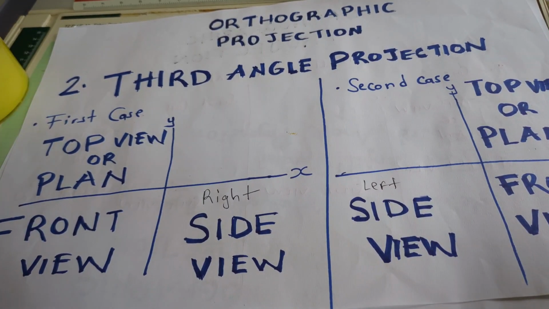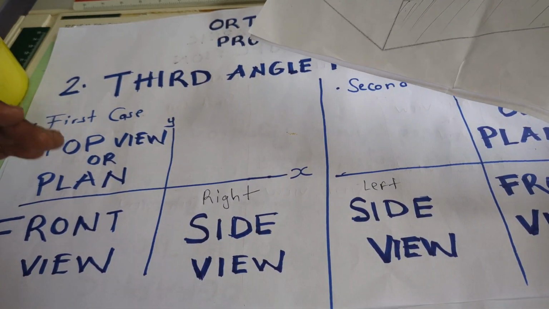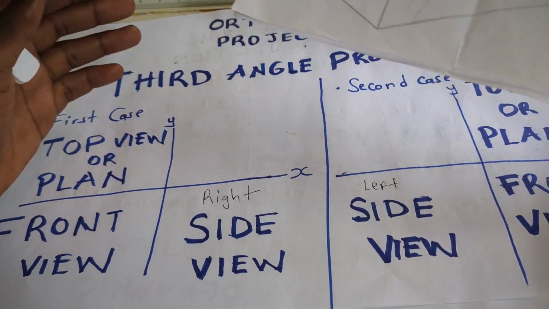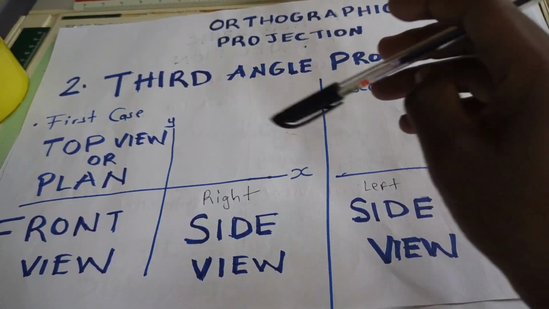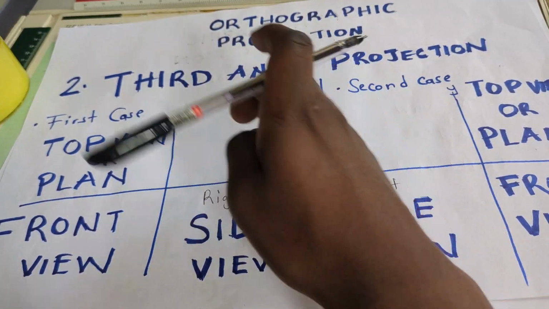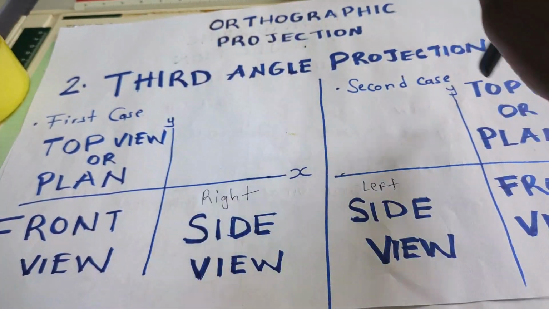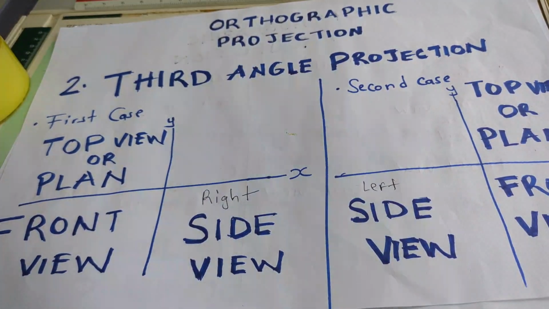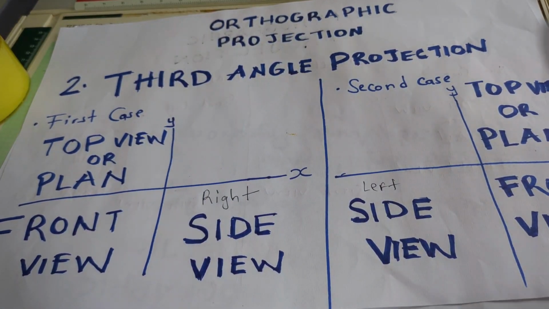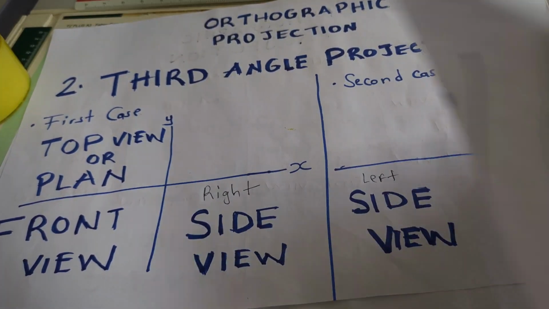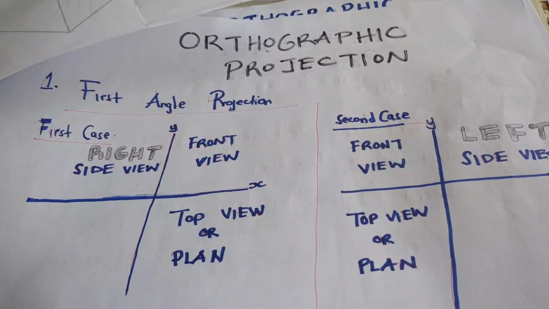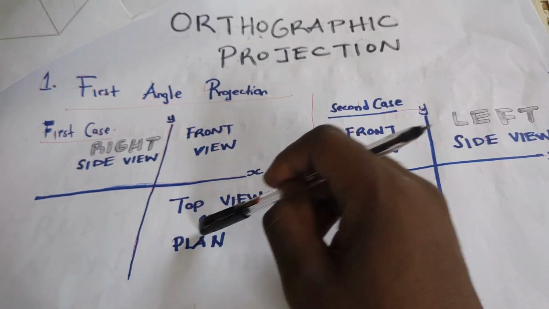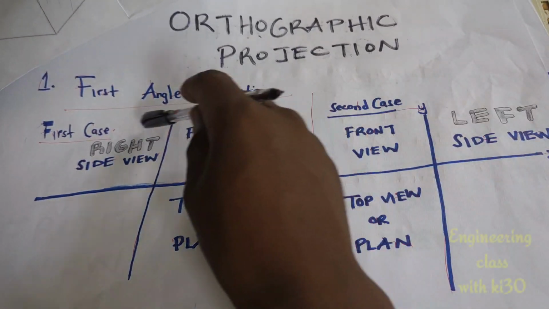But also in the third angle projection, the top view is always at the top. The top view is always at the top for the third angle projection. For both cases, the top view is always at the top. But for the first angle projection, now I portray the difference. For the first angle projection, the top view is always at the bottom, for both cases.